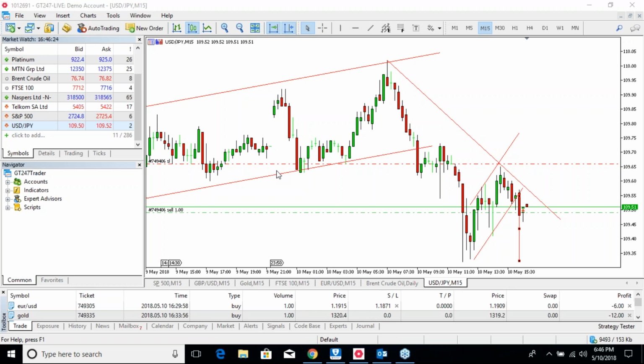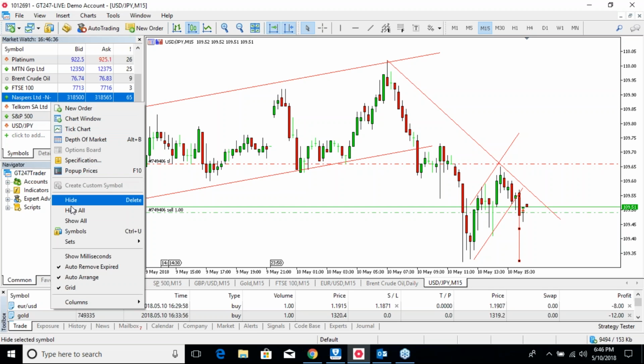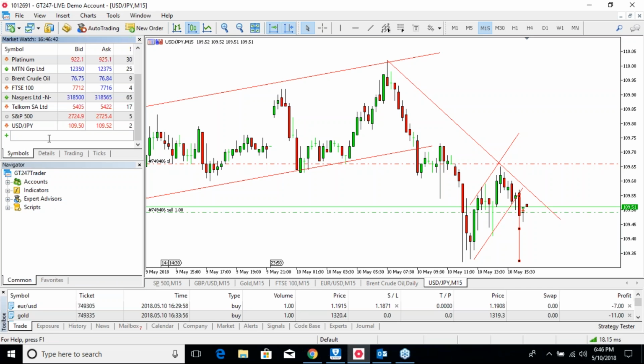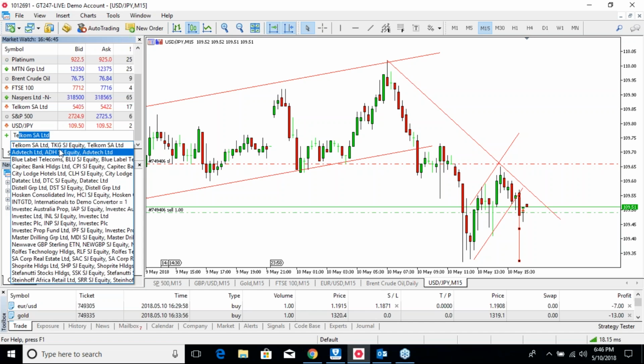Tamsan was asking, my account does not show South African instruments such as OK, etc. Also, my demo account does not show these. It does. The demo account does show them. What you have to do is right-click and say Show All, and then actually say Hide All, and then where it says Click to Add, just write the instrument you want to have available.